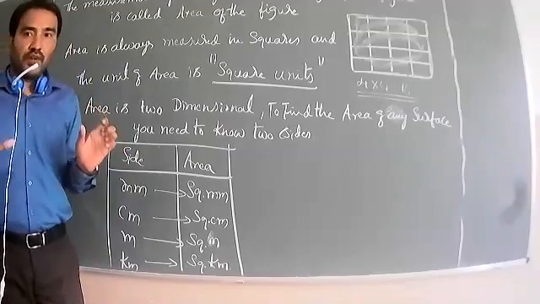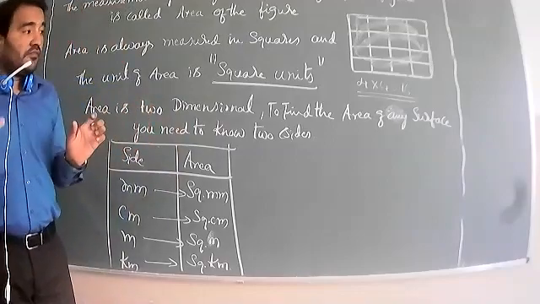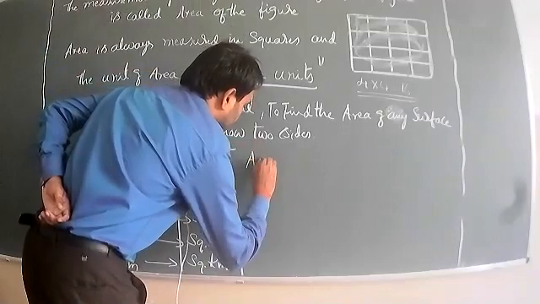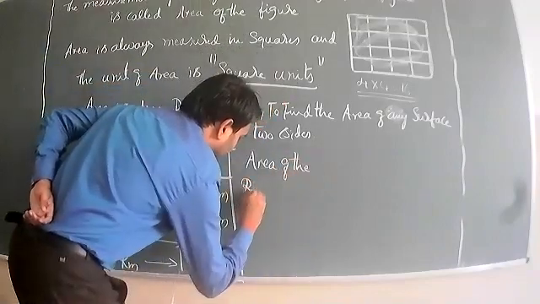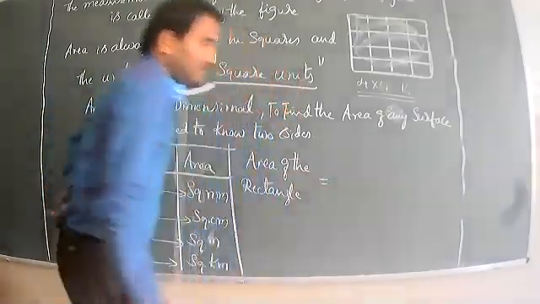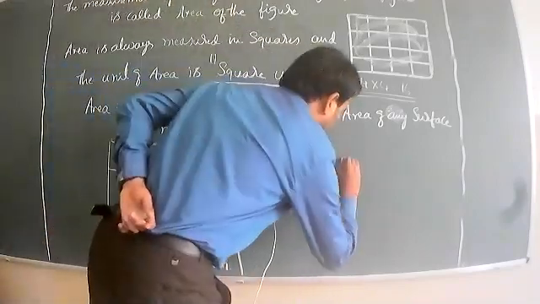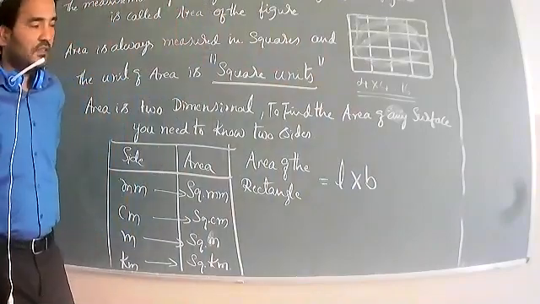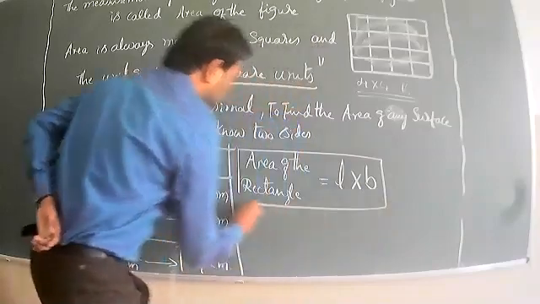You know the formula from the previous classes, in 4th standard you have already learned, which is the area of the rectangle. What is the area of the rectangle? A rectangle has length and breadth, so length into breadth. This is the formula for the area of the rectangle.